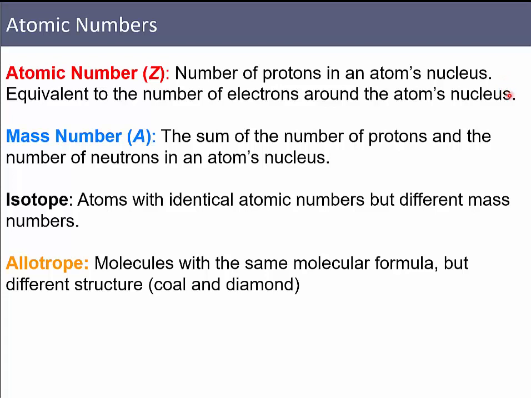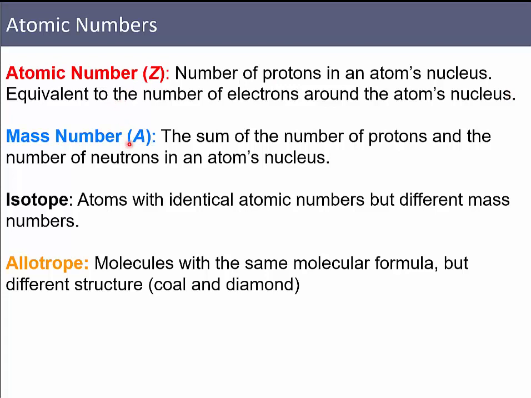In most atoms, you want to maintain charge neutrality. We'll talk about what happens when you add or take away electrons, but most neutral atoms are going to have the same number of electrons as they have protons. So if you've got 12 protons, you're going to have 12 electrons. If you've got 130 electrons, you're going to have 130 protons.